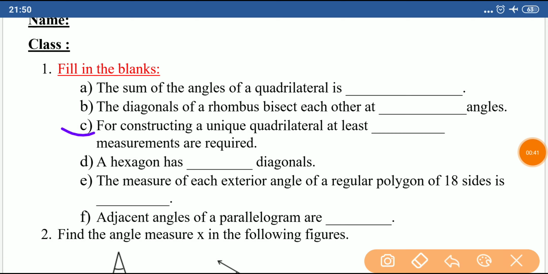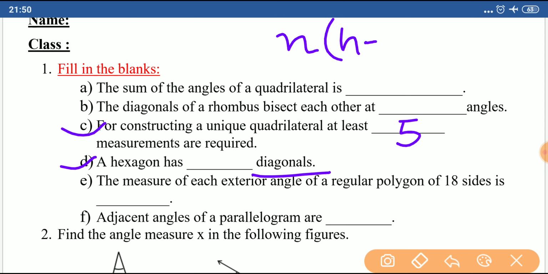Next, C part. For constructing a unique quadrilateral, at least 5 measurements are required. Okay, at least 5 measurements. Now D, a hexagon has how many diagonals? You know the formula to find the diagonals. The formula is n(n minus 3) upon 2.